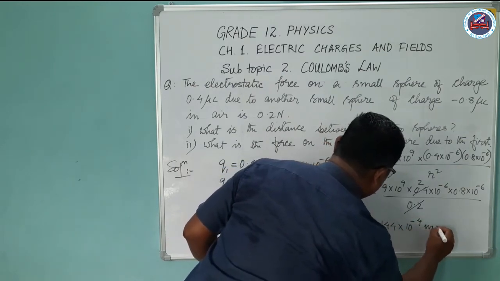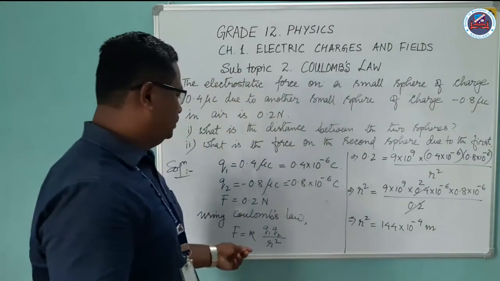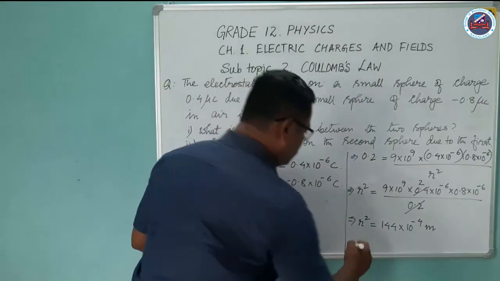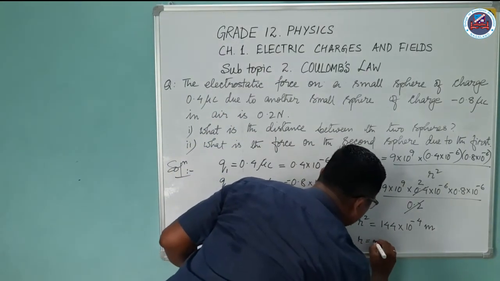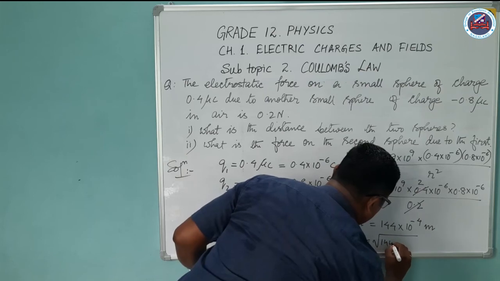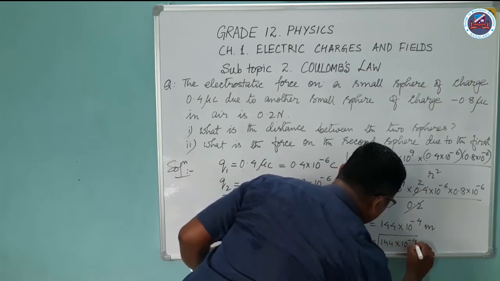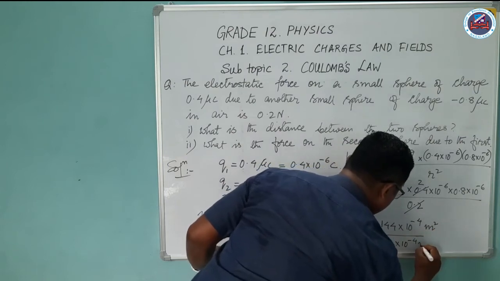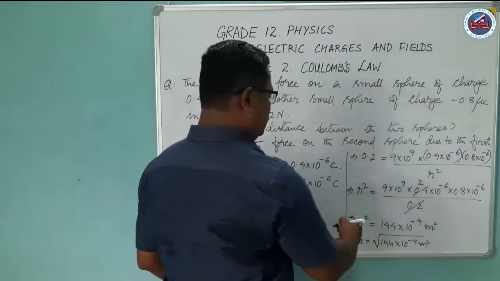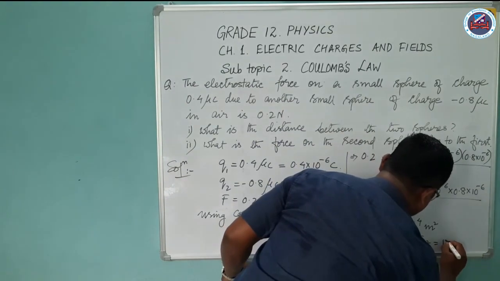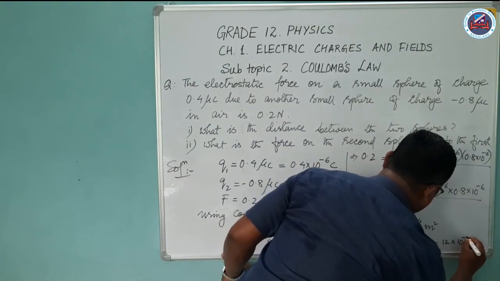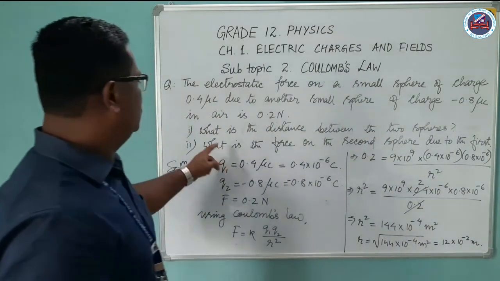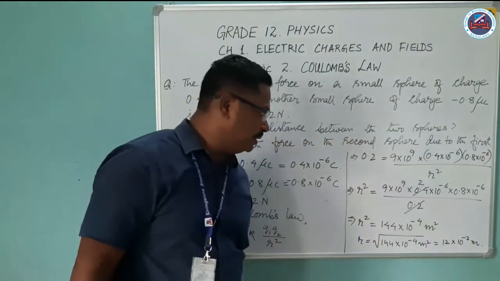It will be in meters. We are doing it in SI unit. All the units we have changed into SI unit. So R will be square root of 144 into 10 to the power minus 4. So here it will come as meter square, sorry. Then its value will be 12 into 10 to the power minus 2 meter. Like this you can calculate the distance between the two spheres.